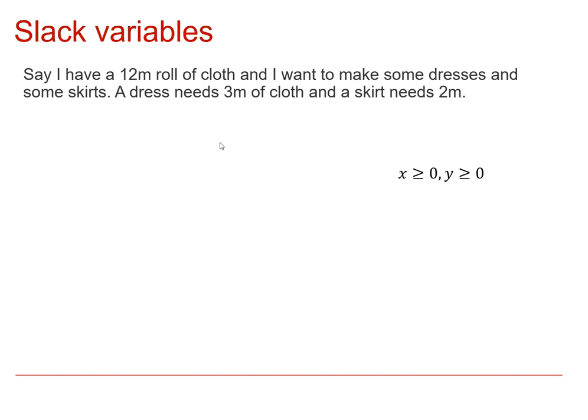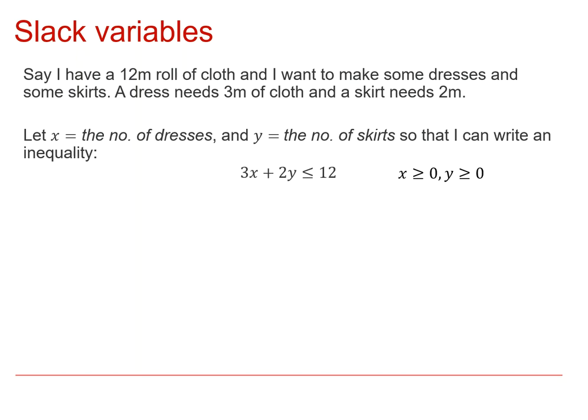So this is a typical linear programming type of constraint. A dress needs 3 meters of cloth, a skirt needs 2 meters of cloth, and we've got a maximum or a total amount of cloth available to us of 12 meters. Now to start off with, we've got the constraints which have to be there of non-negativity, and then in the usual way we'll give variable names to, in this case, the number of dresses and the number of skirts, and that allows us to express this constraint in the form of an algebraic inequality like that.